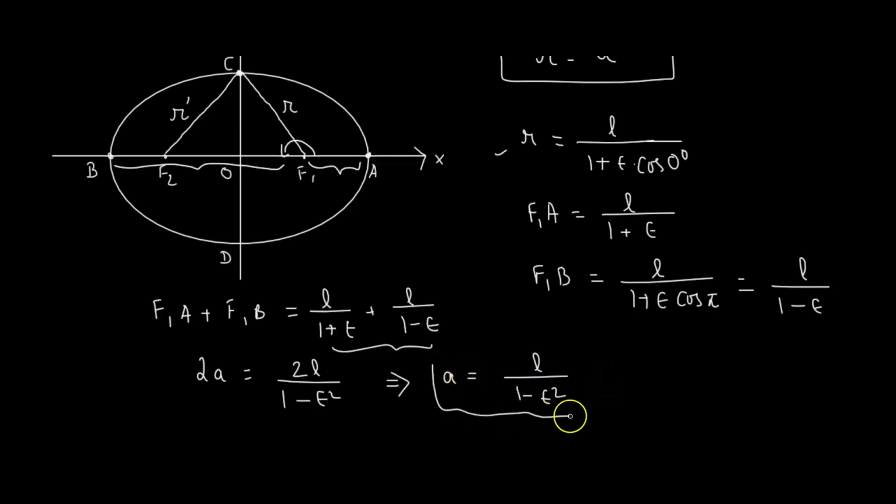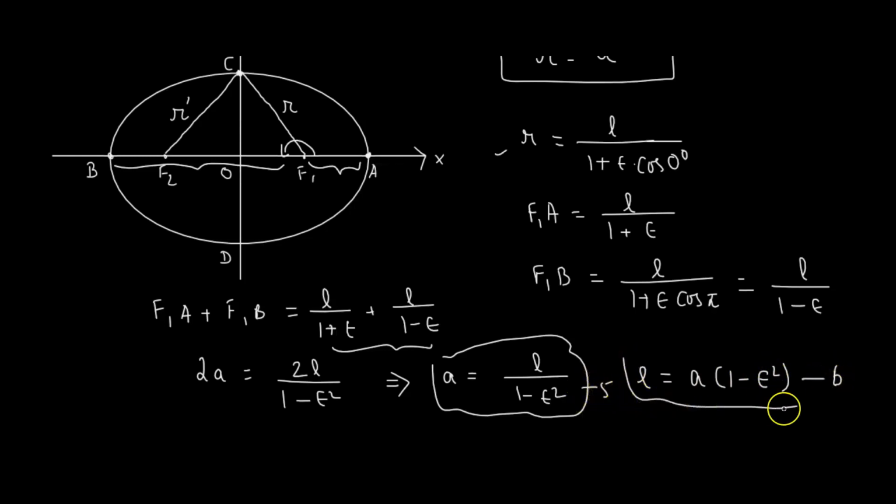And we'll be using this as well. If we solve for L, that will be simply a times 1 minus epsilon squared. We'll label this as equation number 6, and this will be equation number 5. Now that we have an expression for the semi-latus rectum L, equation number 6, we'll substitute this value here and here. This will give us the value of f1a and f1b in terms of a.